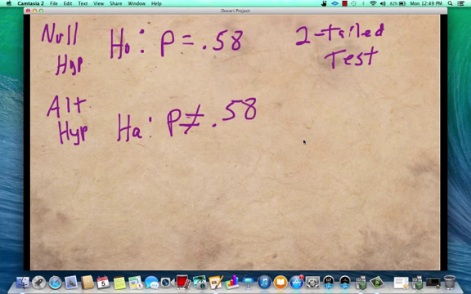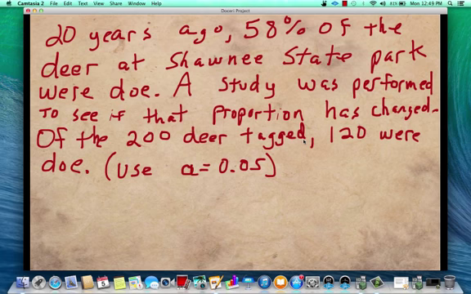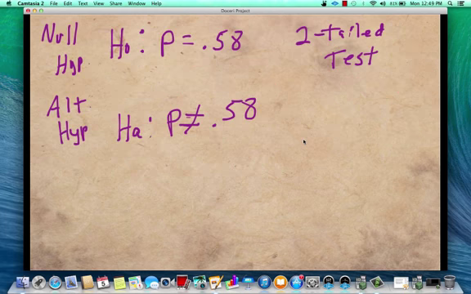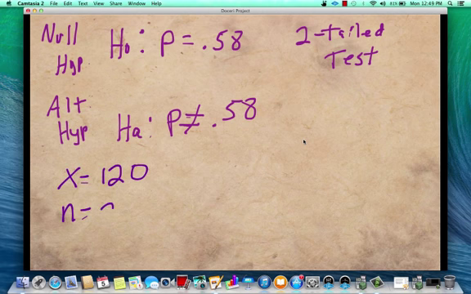So let's get all our numbers in place here. What do we have in the problem? This is our sample size, 200. This is going to be X, 120. So I'll write X equals 120, and my sample size is 200.